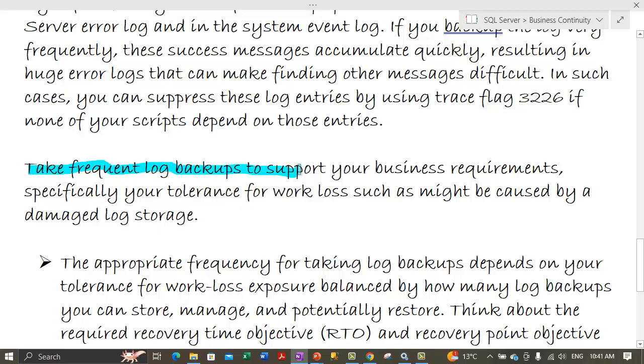Now take frequent log backups to support your business requirements. So we should be taking frequent log backups to support our business requirements, and specifically your tolerance for work loss, such as might be caused by a damaged log storage. In case our log storage gets damaged, the log file will also be damaged. So we should be taking frequent log backups to compensate for any work loss tolerance that can be caused by a damaged log storage.